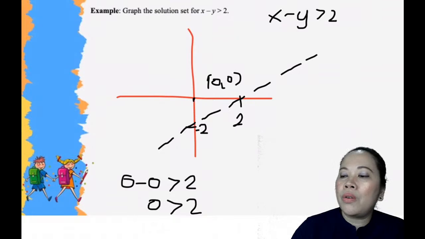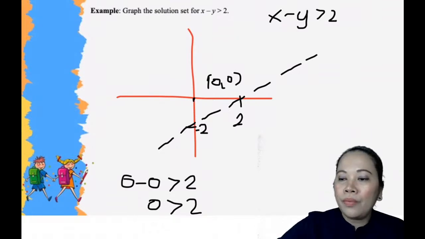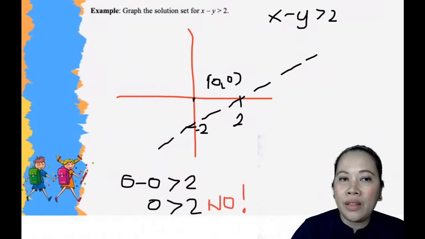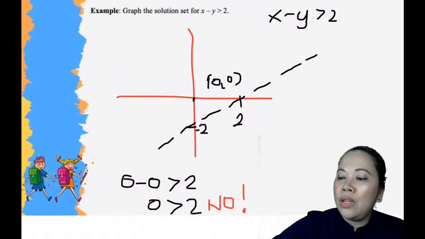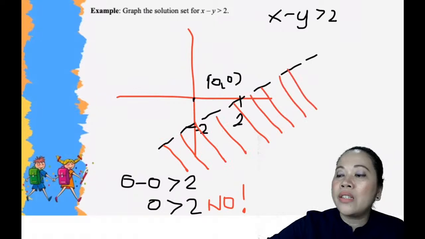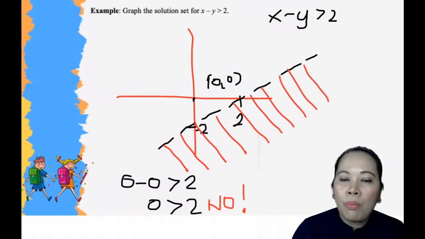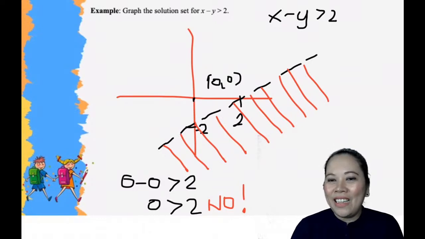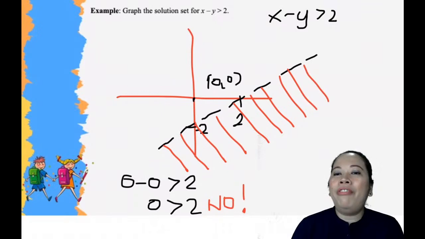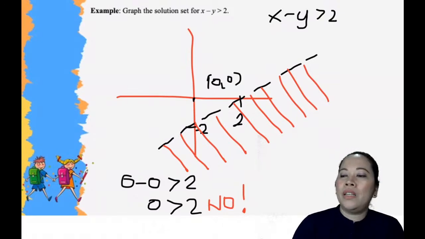So 0, 0. Is 0 greater than 2? No, 0 is not greater than 2. Therefore, since it's a no, I have to shade the opposite side, where 0, 0 is not part of it. I hope that I'm able to explain it. Yes, if the inequality is not true, you shade the opposite side. Like this one, 0 is not greater than 2, therefore you shade the opposite.